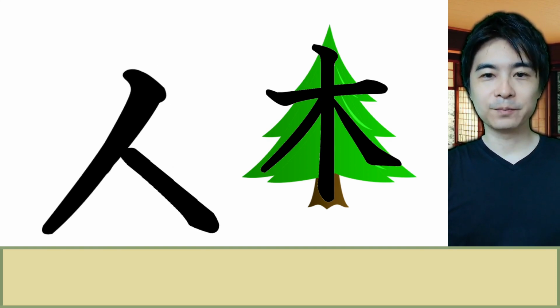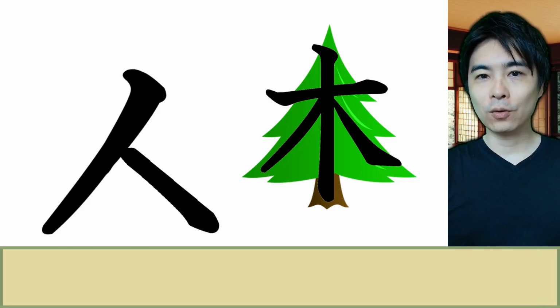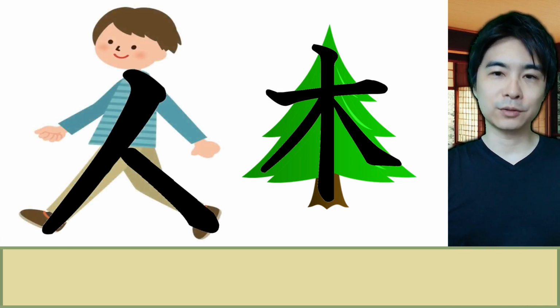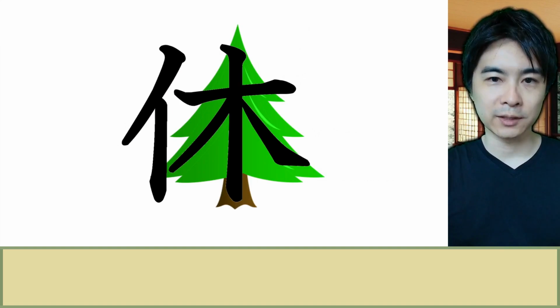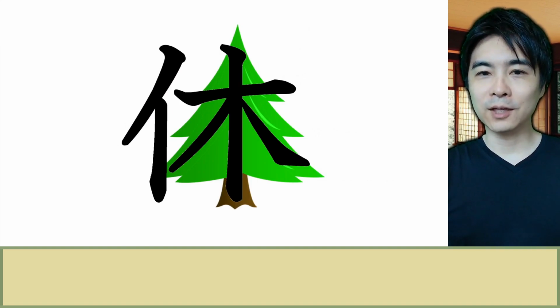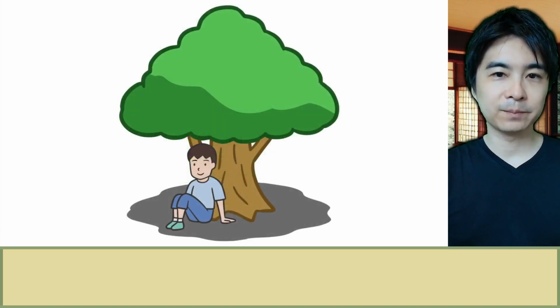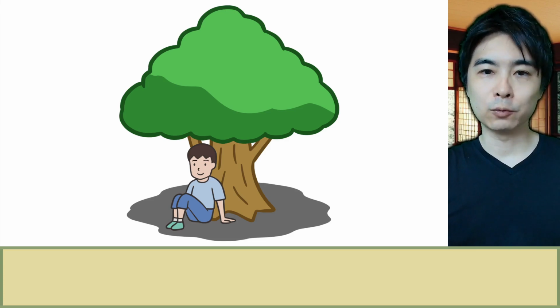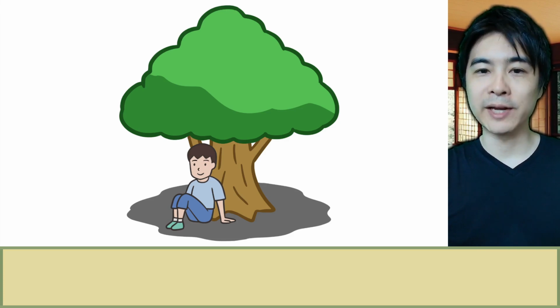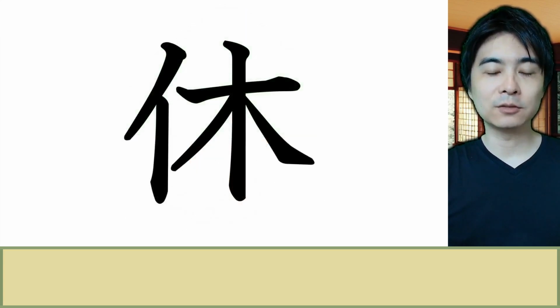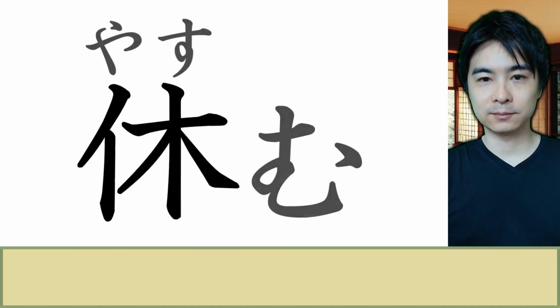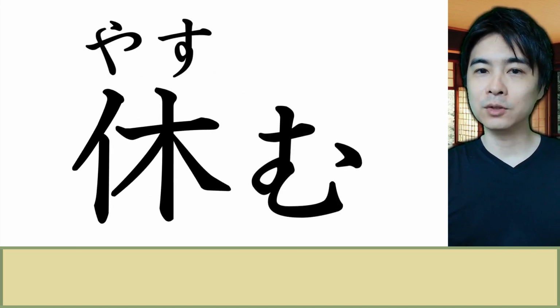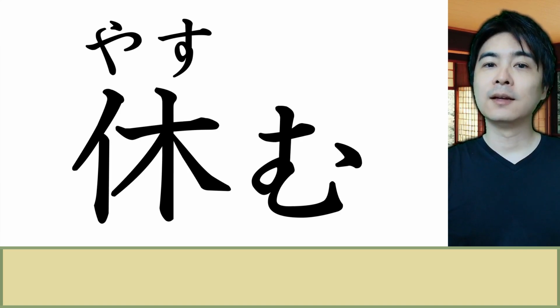Do you remember this kanji? This is hito. Hito means person. So regarding this kanji, a person is right beside the tree. What do you think that person is doing? The person is probably resting. When we are tired of walking, we sit under the tree to rest. So this kanji means to rest. To rest is yasumu in Japanese. So the hiragana character mu often follows this kanji.